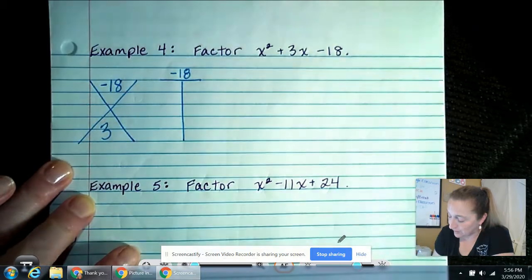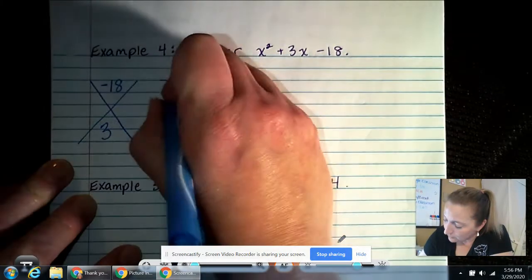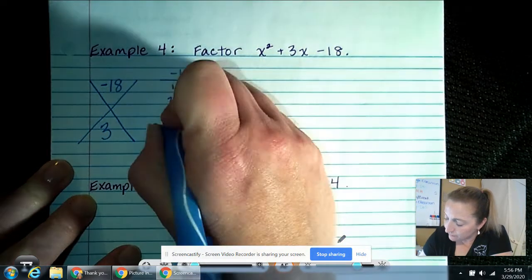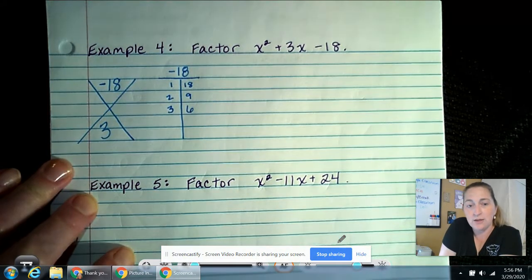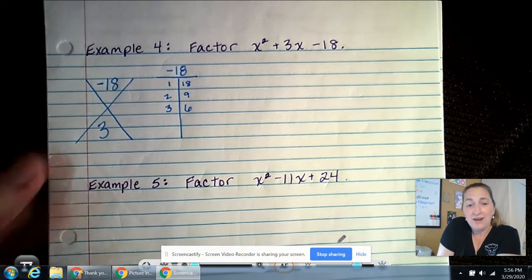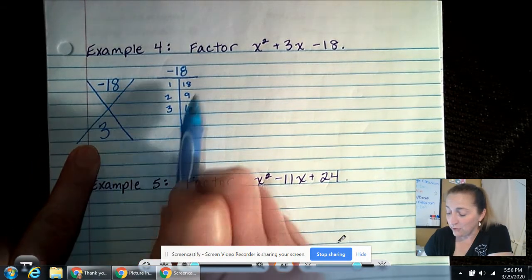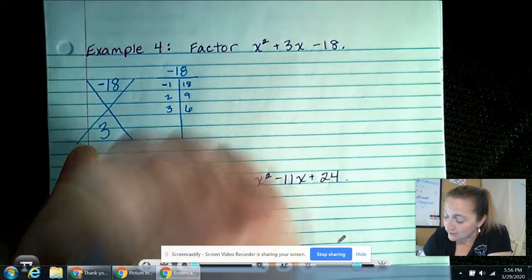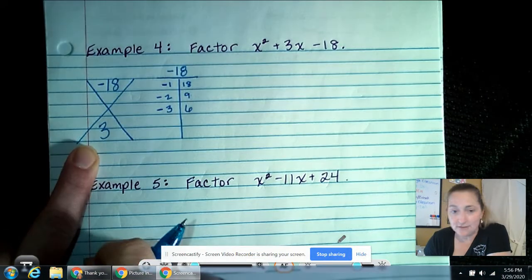Okay, so factors of 18 would be 1 times 18, 2 times 9, or 3 times 6. Okay. But I know that one has to be negative and one has to be positive. Well, since my sum is positive, I know the bigger numbers are going to be positive. So this is going to be negative 1, 18, negative 2, 9, or negative 3, 6.